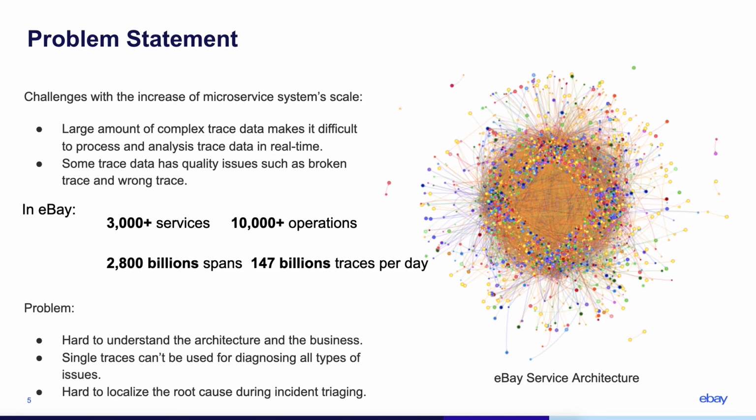For example, in our system, there are over 3,000 services and over 10,000 operations. There are 800 billion spans and 147 billion traces per day. Even after 1% sampling, it is still a relatively large number. So the problem derives into 3 main things. One is that it is very hard to understand the architecture and the business. Secondly, a single trace is not easy to use, or cannot be used, for some diagnosis. At the end, it's very hard to localize the root cause during incident triaging, because you may start with a business metric or a business issue, and then when you try to localize the issue, you cannot easily find a useful trace throughout multiple different paths or different span traces.